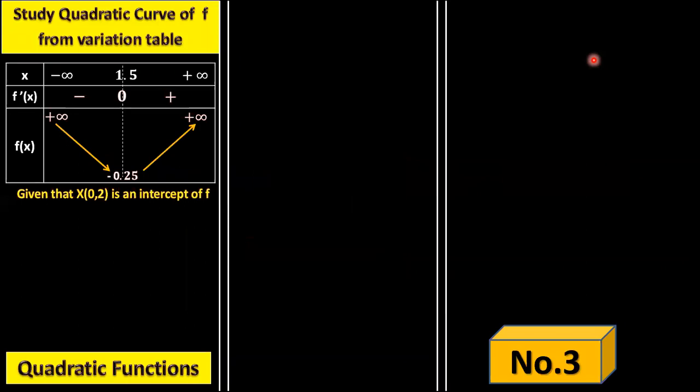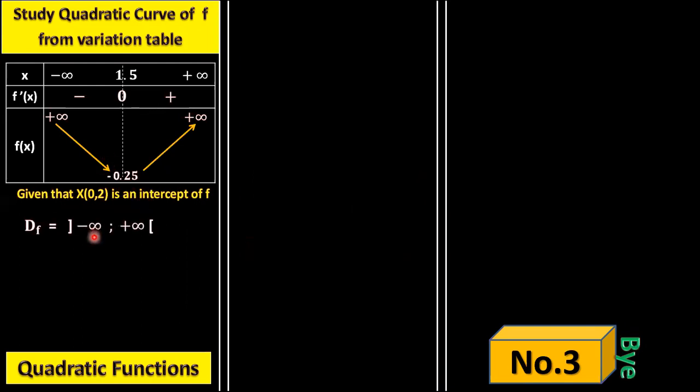Now, this is a beautiful question that's been given to us. We are given this variation table, and we are asked to study the curve of this quadratic function. We are also being told, given additional information, that the curve has an intercept at (0, 2). So we have to study this curve.